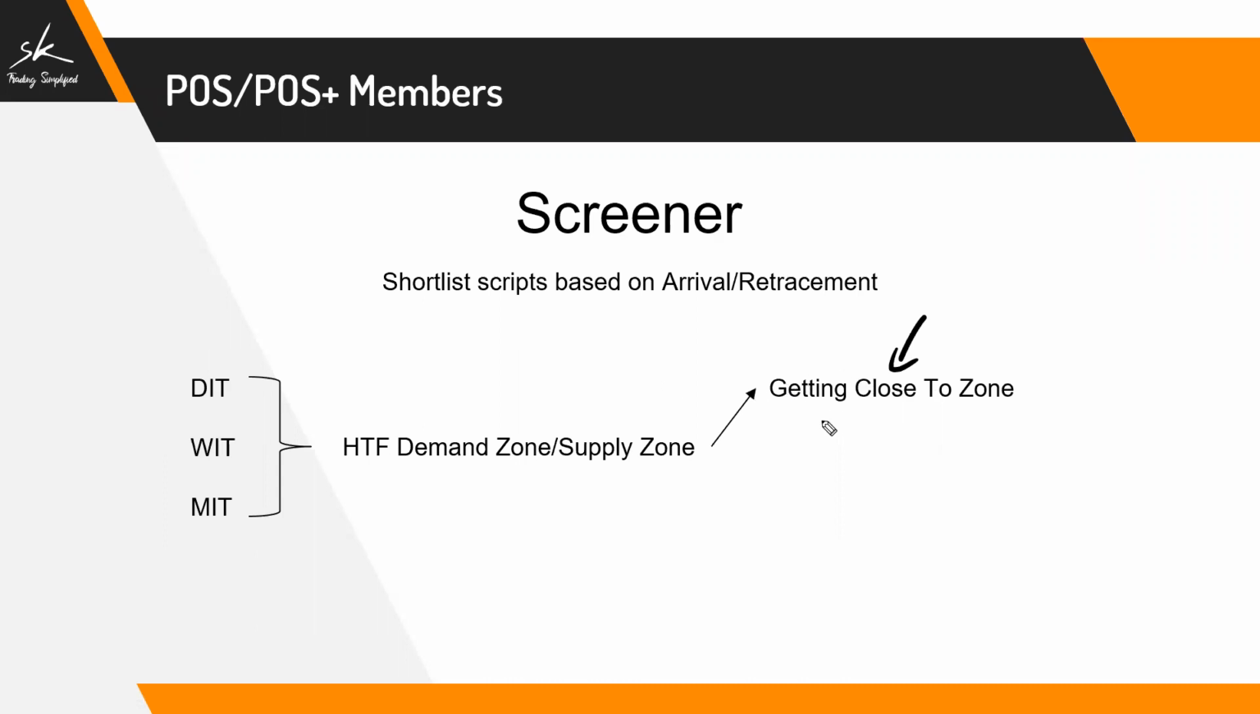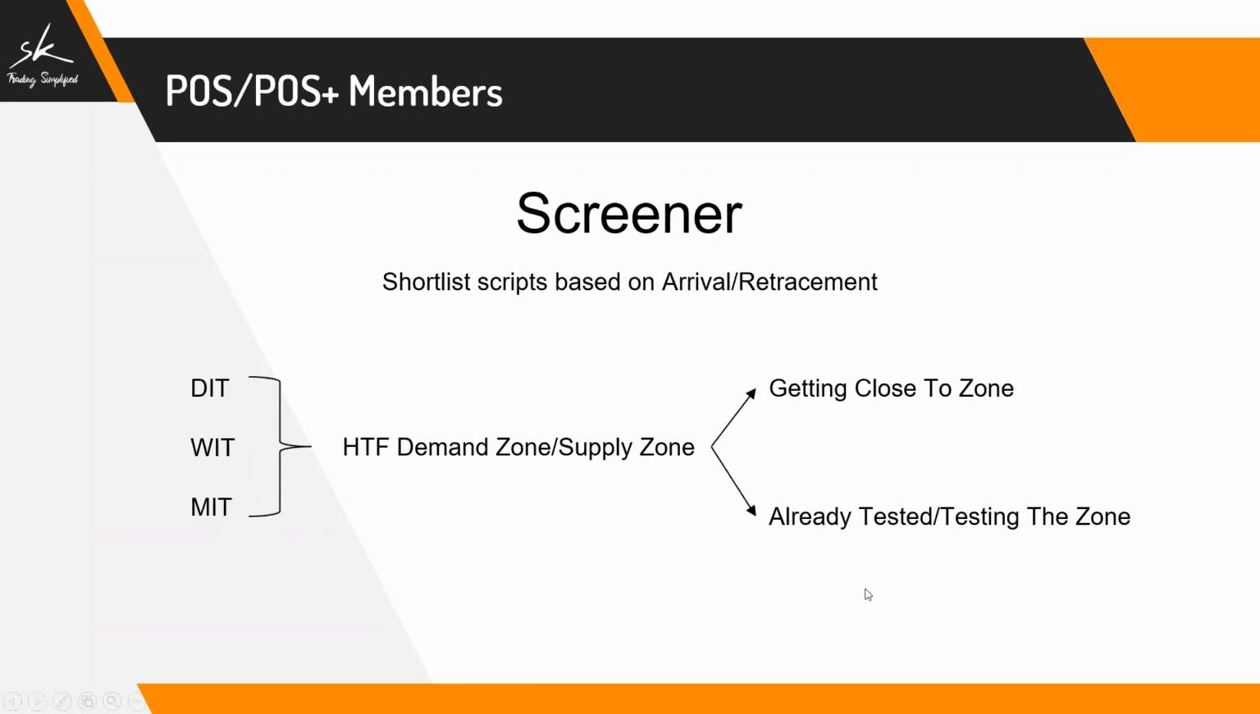So again, when we are talking about the filter based on close, it means not closing inside of the zone. Close means the proximity to that demand area or the proximity to that supply area. So closeness to that demand zone or closeness to that supply zone. So that is one way. It will help you identify stocks where we are getting close to those higher time frame demand zones or higher time frame supply zones for all three purposes, which is DIT, WIT, MIT.